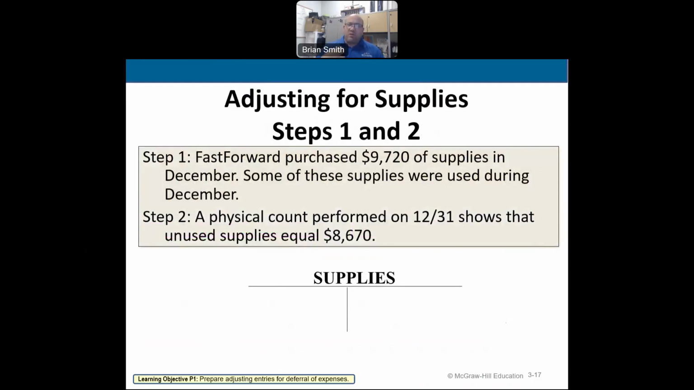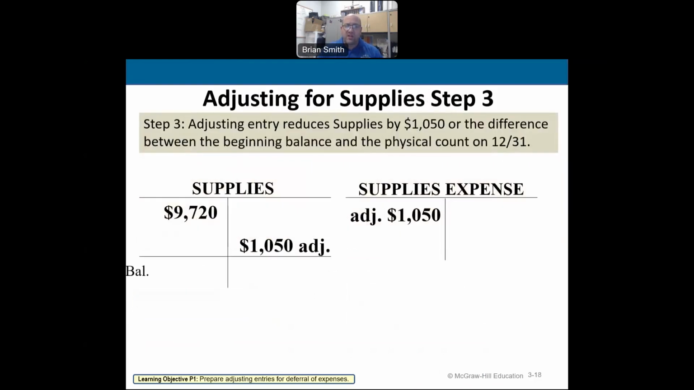Okay, let's talk about supplies. This was the example I gave you where doing step 1 and then identifying the total balance. This one, steps 1 and 2 work on this. So you purchased $9,720 worth of supplies over the course of the month, in this case, December. Then you're going to send someone to go around and count up however much supplies you have left. And that person comes and says, well, you have $8,670 left. Then okay, well, I had $9,720. I now have $8,670. So I know that it requires a $1,050 adjustment to get from the supplies account of $9,720 to $8,670.